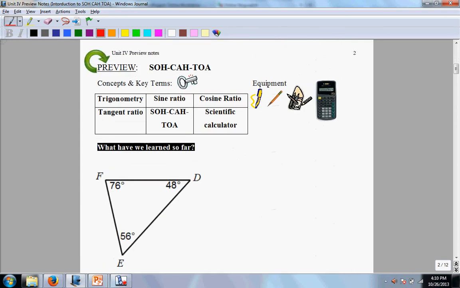We're going to be introducing a concept called SOH CAH TOA today. And it's going to be related specifically to right triangles only, the relationships of angles and sides. The vocabulary words you need are trigonometry, sine ratio, cosine ratio, tangent ratio, the acronym SOH CAH TOA, and you need to know what a scientific calculator looks like.